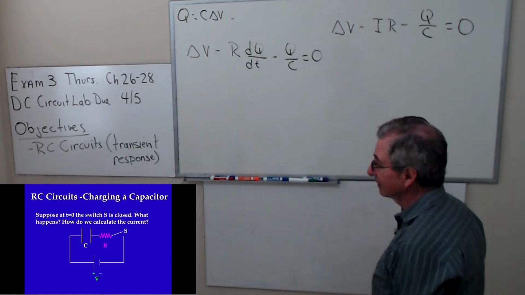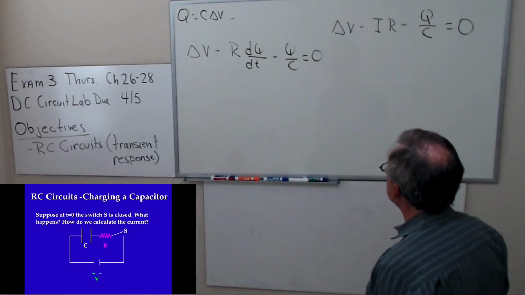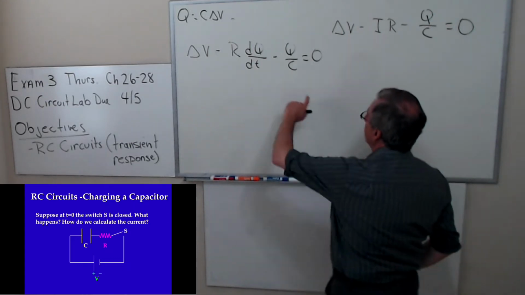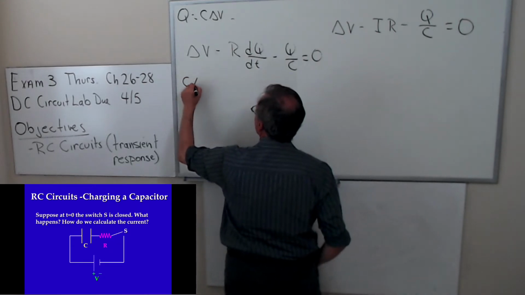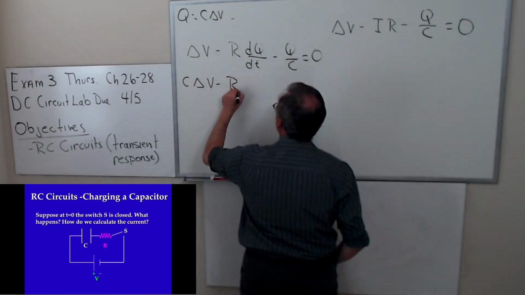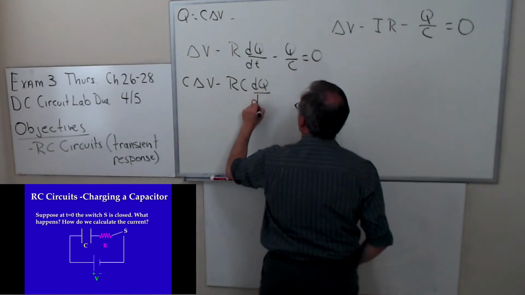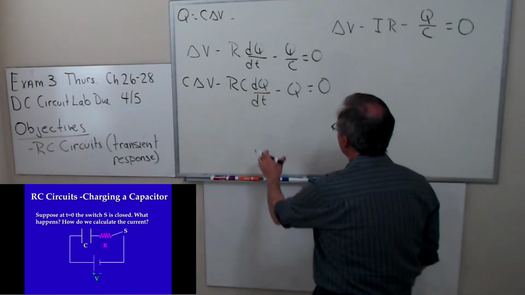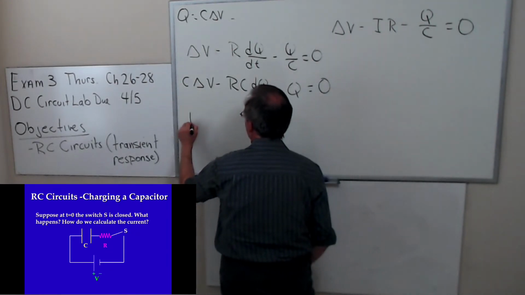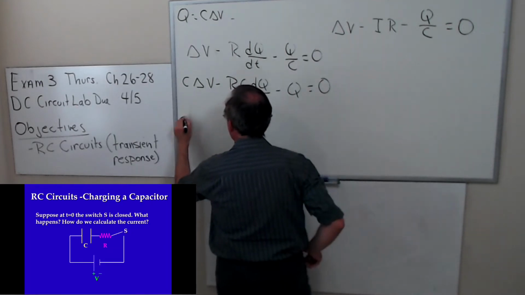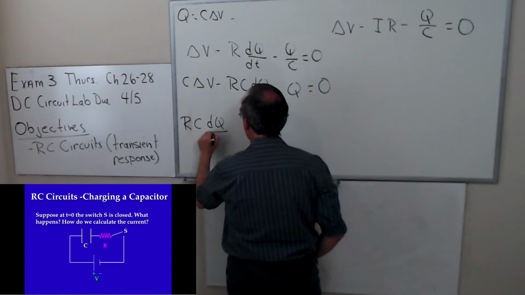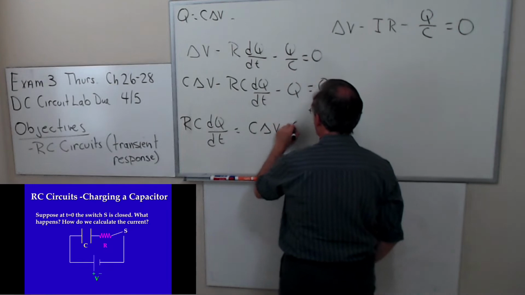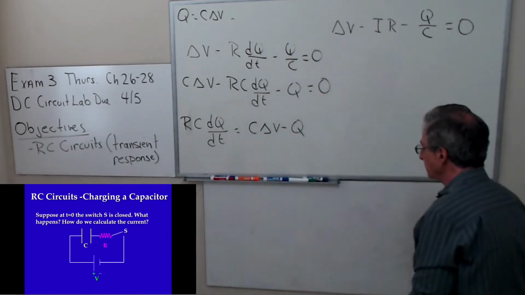Right? And let's see, I'm going to multiply both sides by C. And let me isolate this term. Does this look okay?